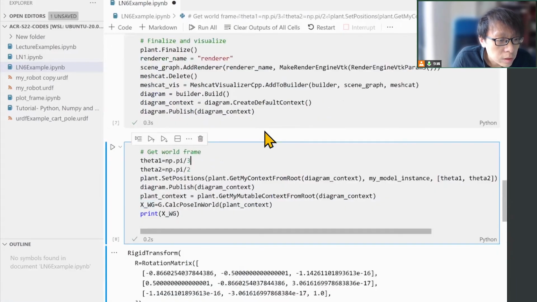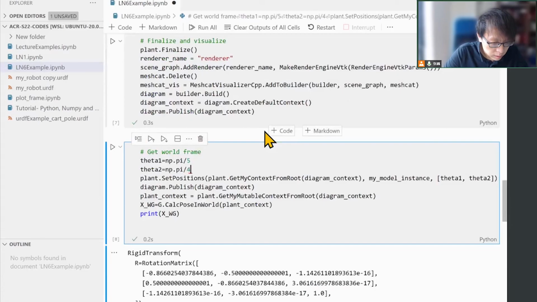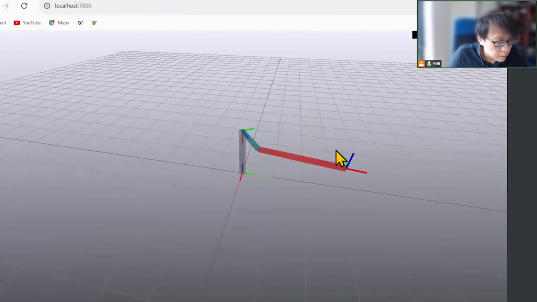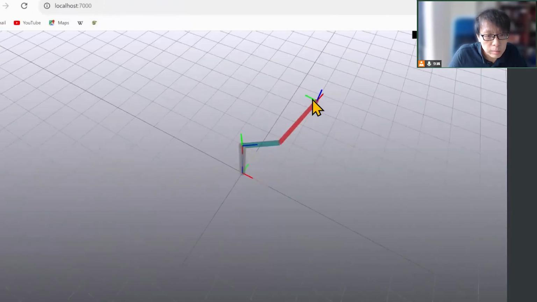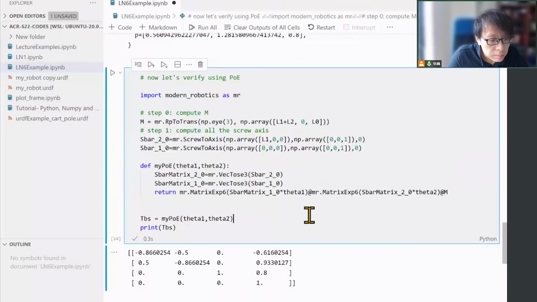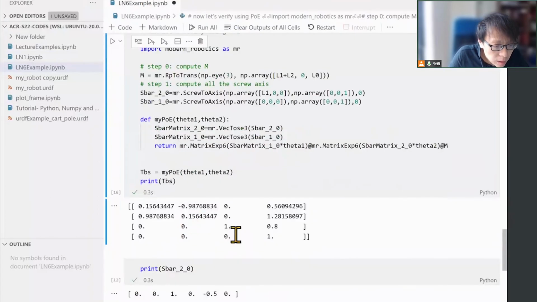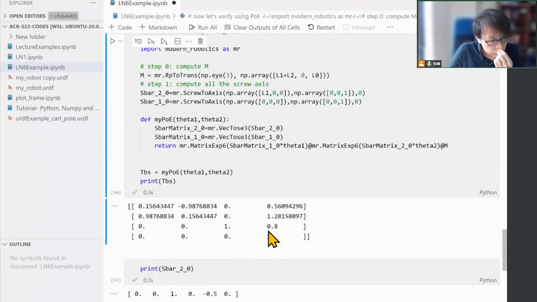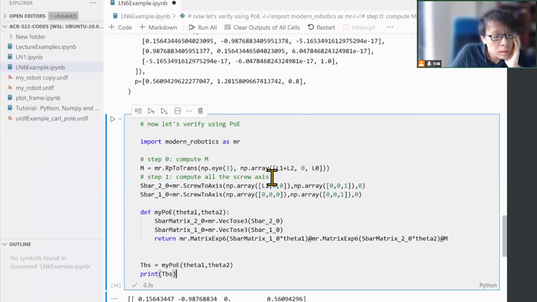If you specify different joint variables, let's try different things, you will have a different configuration, and this guy has a different pose in the world frame. Based on our own function, we should get 0.5, 0.8, 1.8. Roughly, I think it should be correct. Any questions? Do you think it's okay? Yes, it's okay for me.